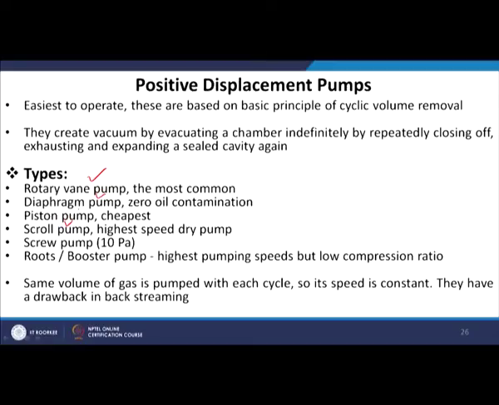They have a drawback in back streaming. So, what happens is, while pumping, there is a possibility that some of the gas molecules can go in the backward direction. So, back streaming is one of the problems in the positive displacement pump.